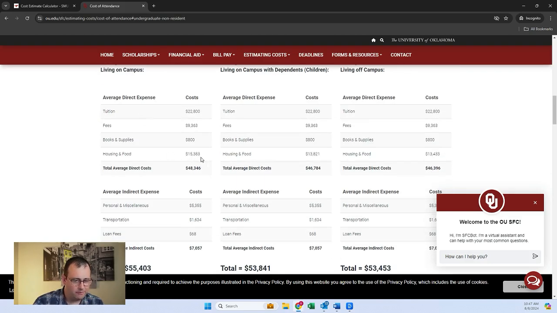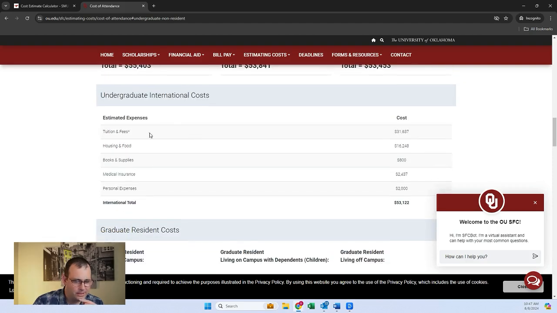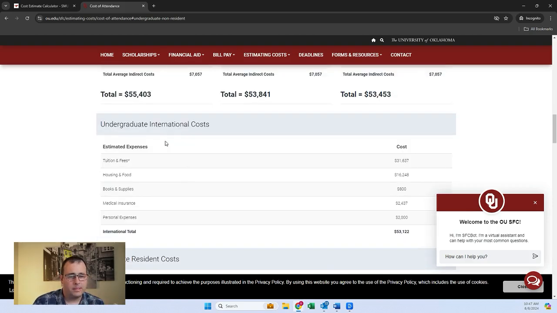So housing and food, looks like that would be a little over $15,000 a year. And then you can get that whole breakdown, housing, food. That's the best way to find the cost of attendance numbers. Keep in mind, they're specific to each school and they do change year to year.